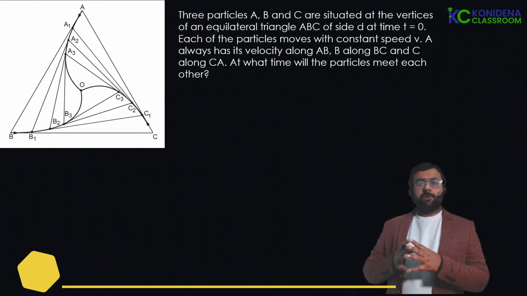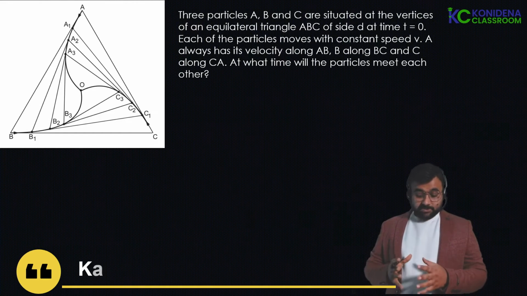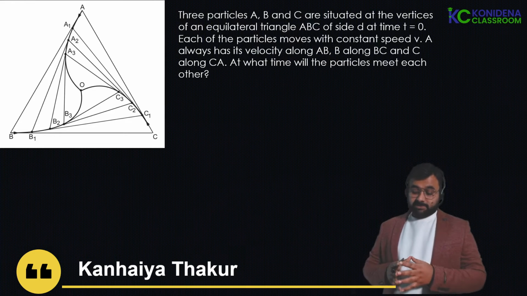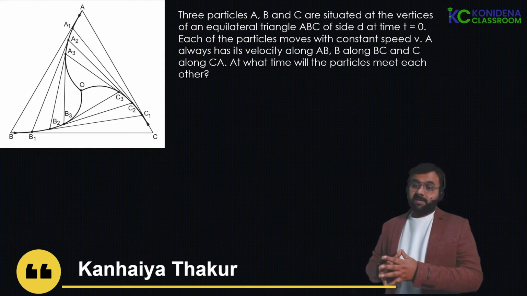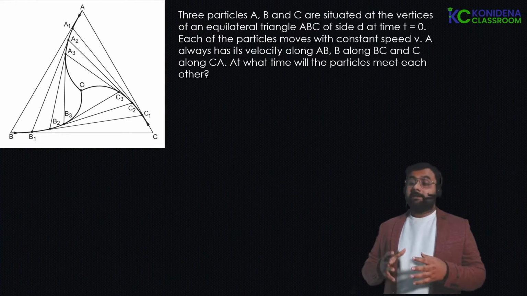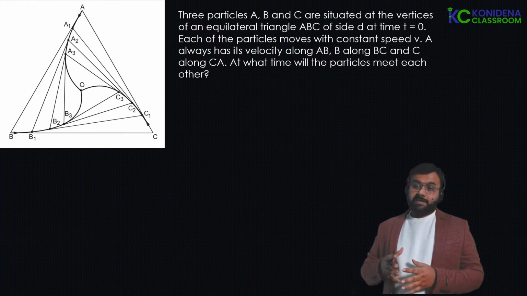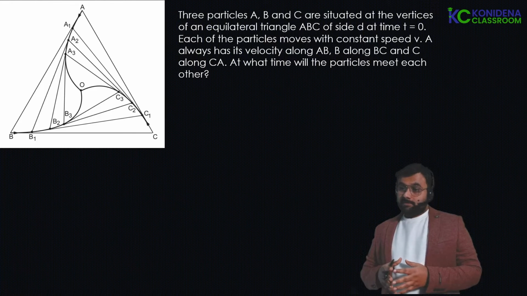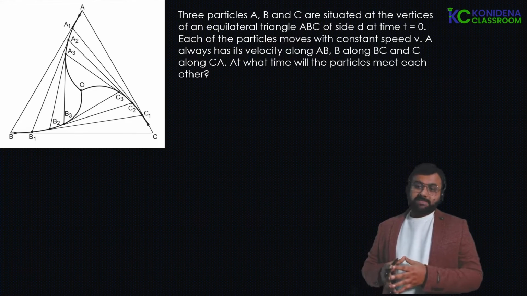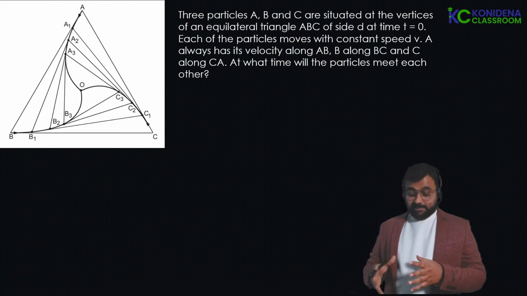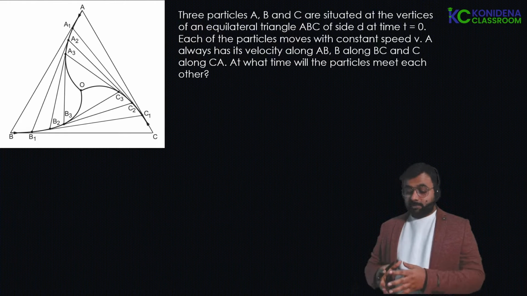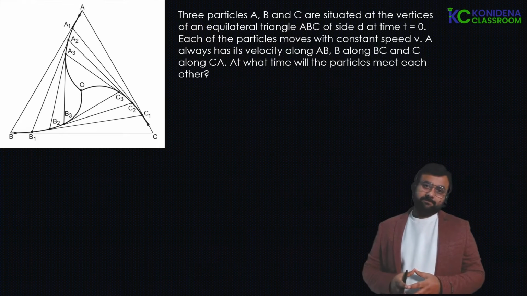In this video, we're going to talk about a question. This question is: three particles A, B and C are situated on the vertices of an equilateral triangle ABC of side D at time t equal to 0. Each of the particles moves with a constant speed v. A always has its velocity along AB, B along BC and C along CA. And then we need to find out at what time will the particles meet each other, right?